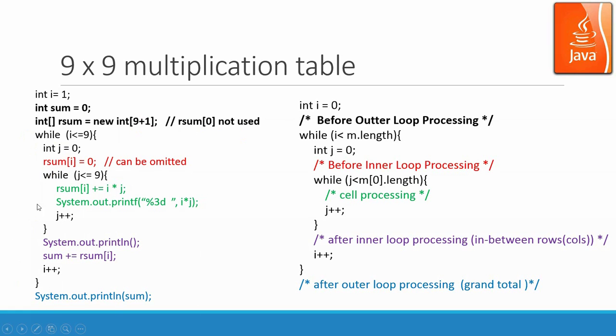Then we go into the column loop or inner loop, and each time we sum up the multiplication table contents to the row sum. And also print that multiplication cell out with one space. And at the end of the row, we change to a new line and also add the row sum to the total sum, the grand total sum. And at the end, we print that sum out.